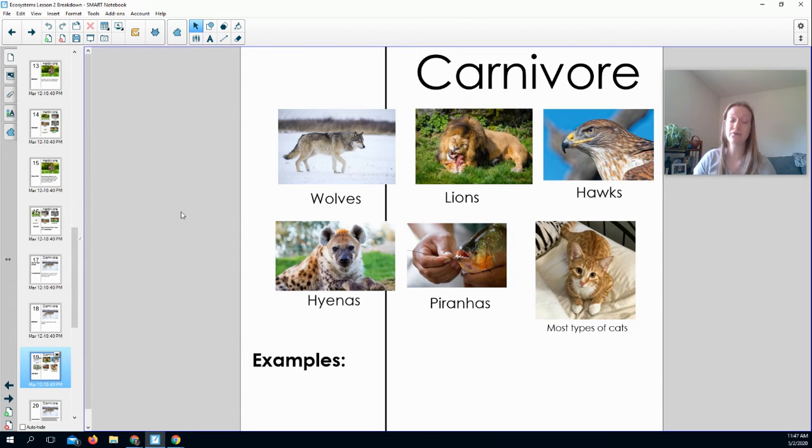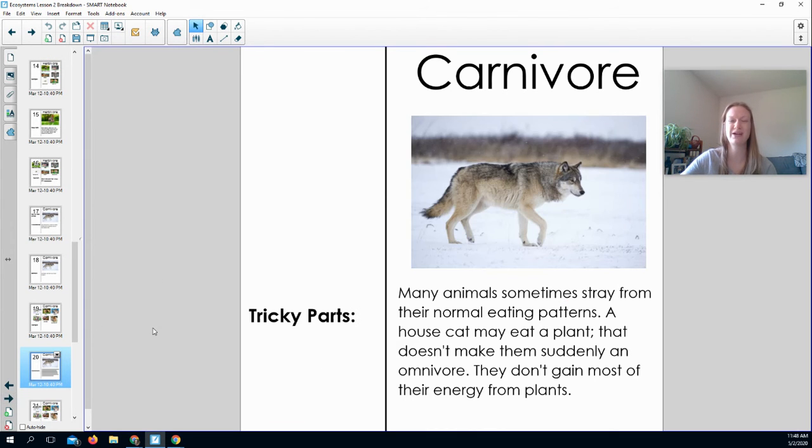Some examples of carnivores include, but are certainly not limited to, wolves, lions, hawks, hyenas, piranhas, so some types of fish, and most types of cats, including domestic house cats. That's why I always look for a grain-free option when I'm looking for pet food, because my cat is a carnivore and does not need grain to keep him healthy, so that is just wasted space in his stomach. Again, same tricky part. Just because a house cat eats a plant does not mean that they are an omnivore. They don't get their energy from plants overall.